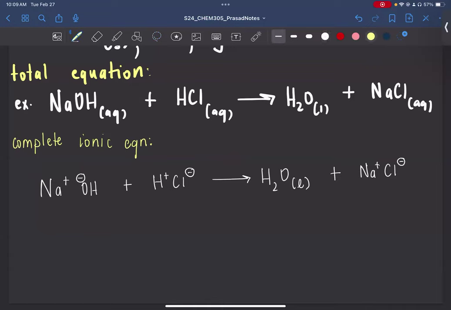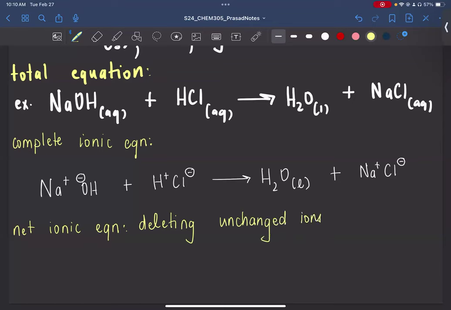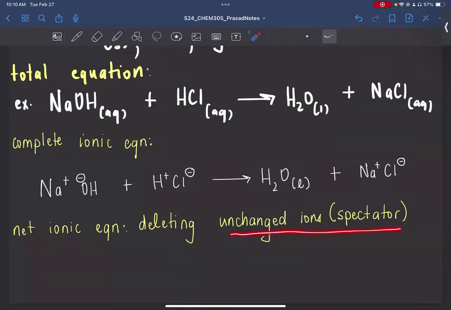And then finally, we have the net ionic equation. The net ionic equation is developed by deleting unchanged ions. These unchanged ions are referred to as spectator ions. I like to think of spectator ions exactly as it sounds, like at a sporting competition. These ions are basically the audience. They are not actively participating in the sport, but their very presence helps the team play better. You are a spectator ion if you are unchanged from left to right.